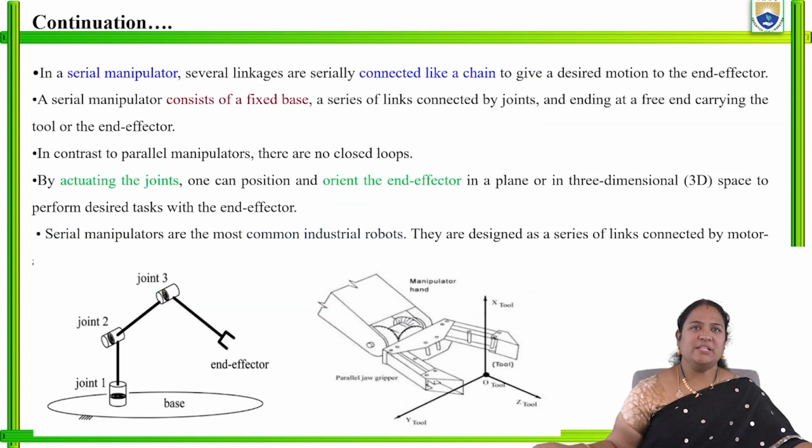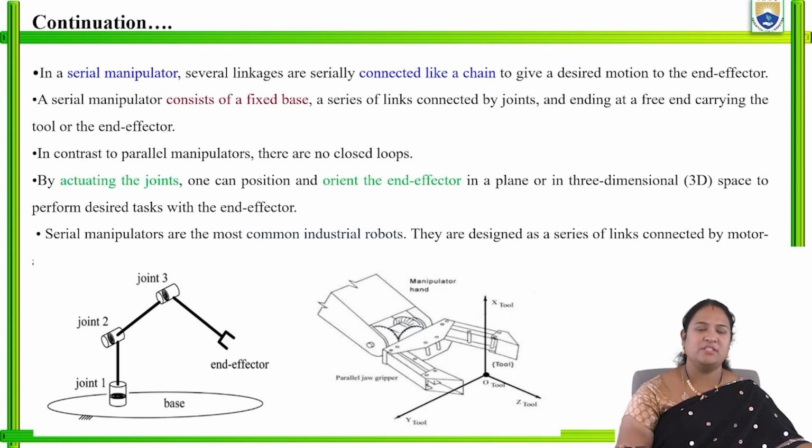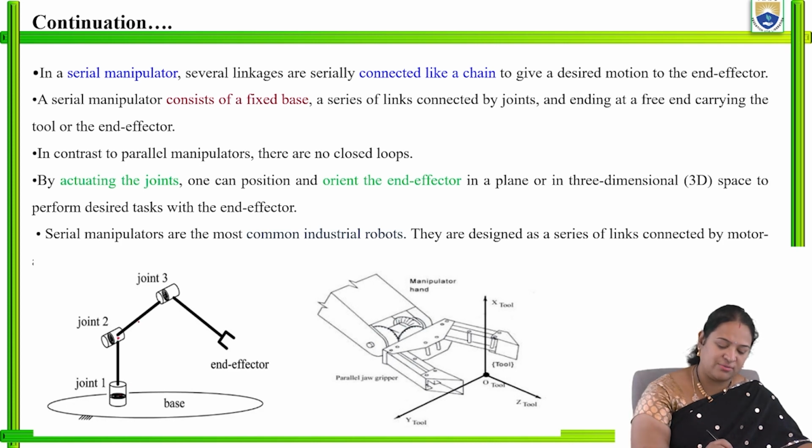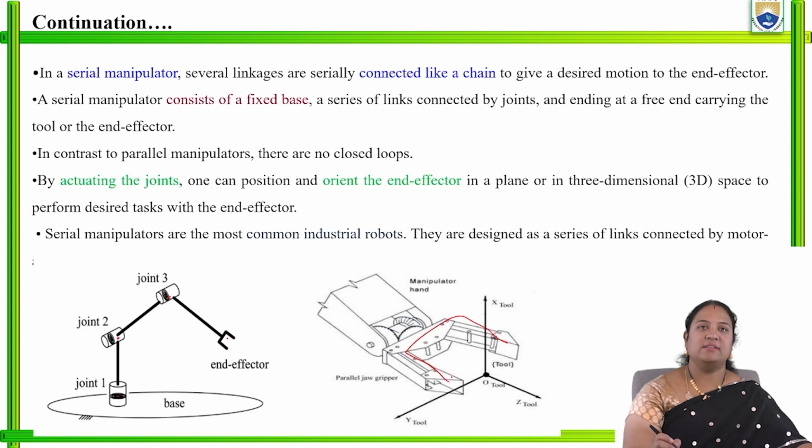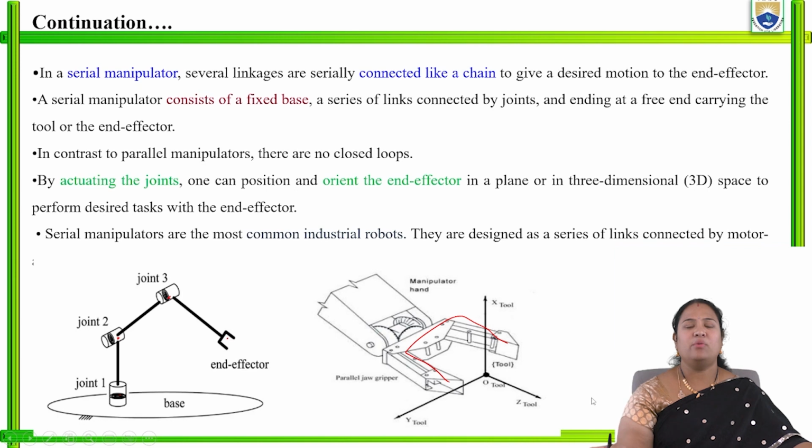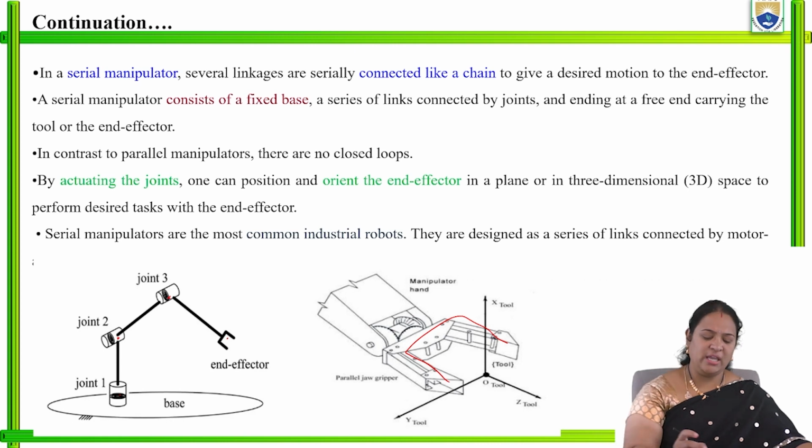Right. So next, moving on to the serial manipulator. Serial manipulator means what? It is nothing but joints and links connected in series, like a chain. As we can see, this is one joint, this is one joint, this is one joint, and the end effector. It is connected in a series. See here, it is connected in a series. Right. In a serial manipulator, what is happening? These links are serially connected like a chain, which gives the desired motion to the end effector.